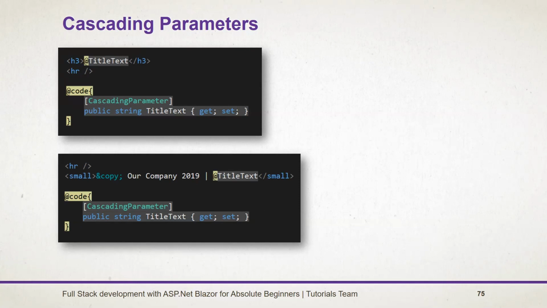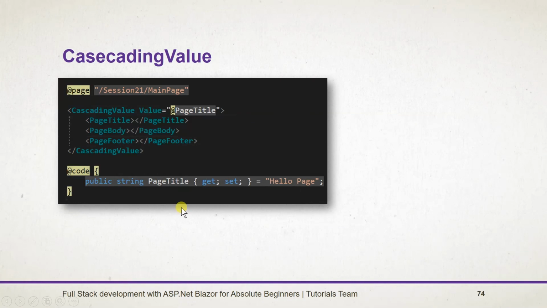Note that the variable name used in the parent component and in the descendant component can be different. Here, in the descendant component we have used title text, whereas in the main page we have created page title. We will see more about cascading parameters in the next session.